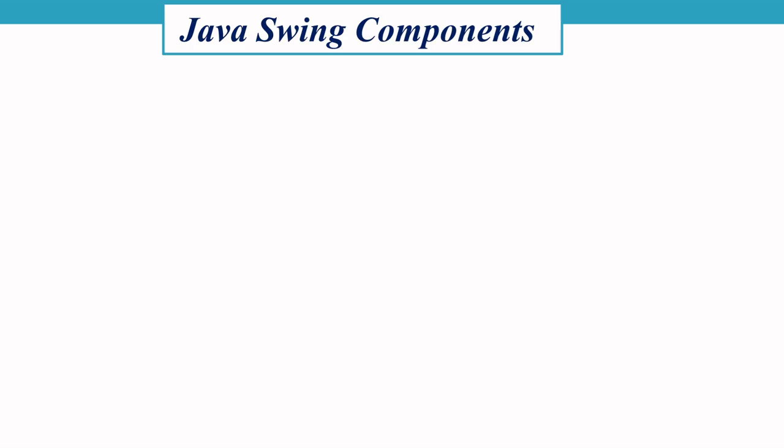Hello guys, this is the fourth video on Java Swing tutorial, and in this video we will discuss Java Swing components. In the previous video we discussed JLabel, which is used to display text and images. Now in this video we will discuss the next component, JTextField, which is used for user inputs.